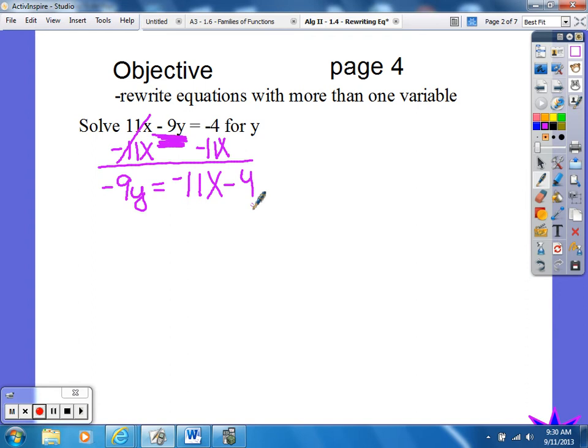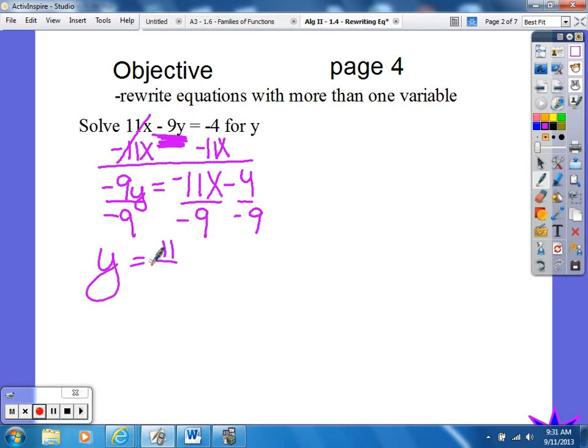Somebody else raise your hand, tell me, how do I get rid of the negative 9? Divide it. I'm going to divide, and this is the key thing, everything by negative 9. Everything that's separated by an equal sign, an addition sign, or a subtraction sign. So I'm going to put a negative 9 here, here, and here. So I get y equals negative and a negative.